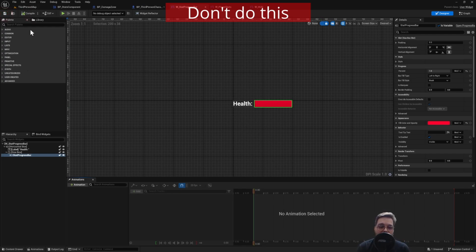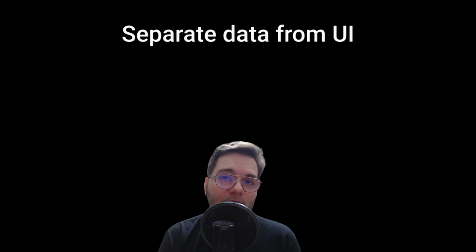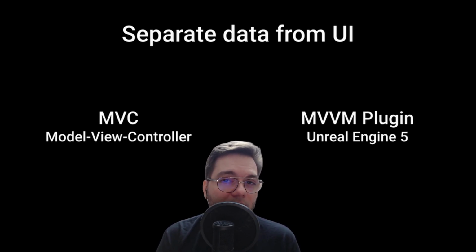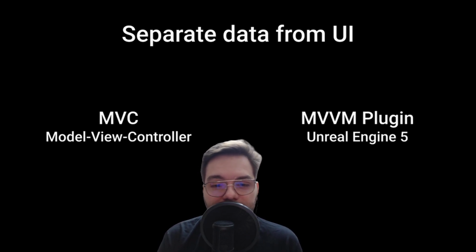Now let's go back to a normal pipeline and see how we actually should do the update of any data in our user interface. Basically, you always want to separate your data from the user interface. This is done through different programming patterns like model view controller, which is often used for UI, or you can check the MVVM plugin from Unreal Engine. It's available since Unreal Engine 5.3, if I'm not mistaken, and it provides a lot of useful tools to separate data from the actual UI.